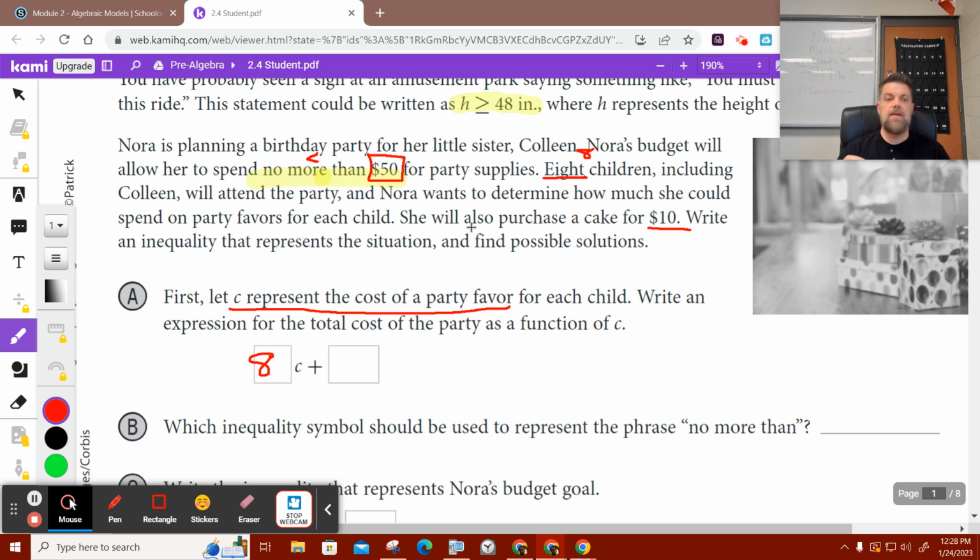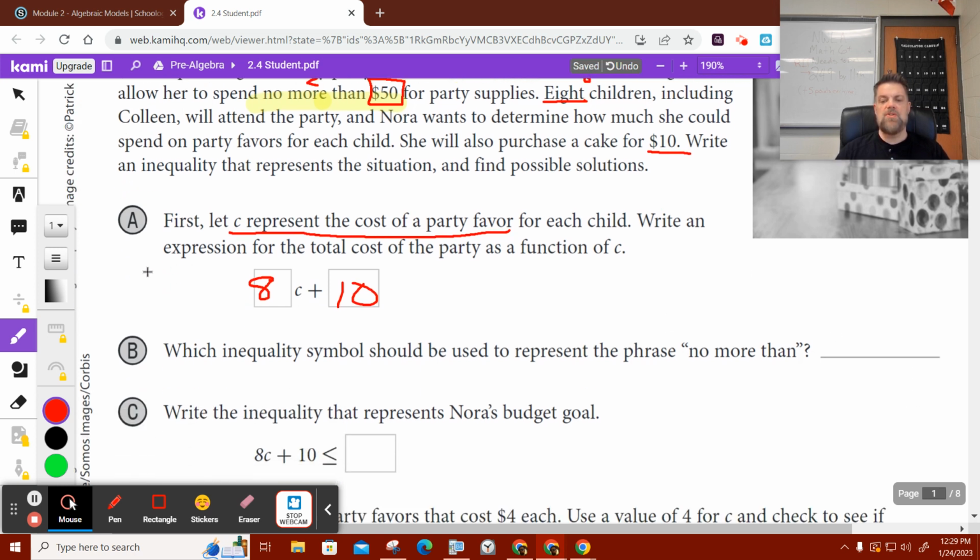Is she buying a cake? Does she have to pay for the cake? How much does she pay for the cake? It says it. Read the words. Don't just randomly guess. $10. So her total cost will be 8 times whatever the party favors are plus the $10 for the cake. What symbol do we use to represent no more than?